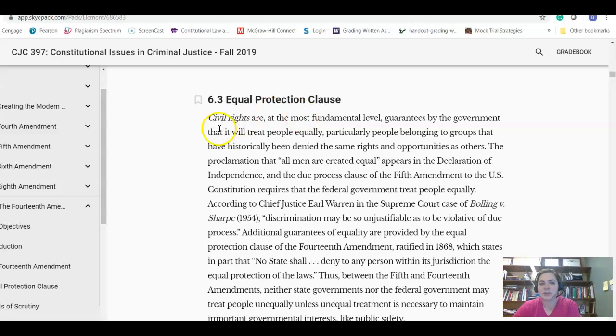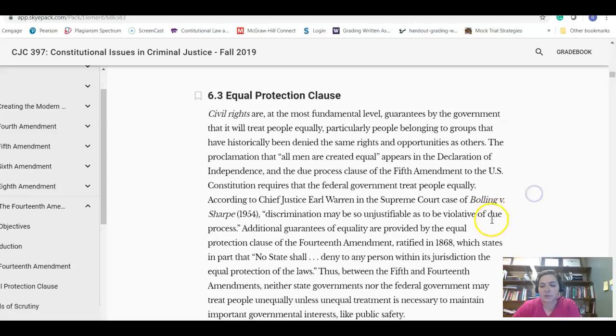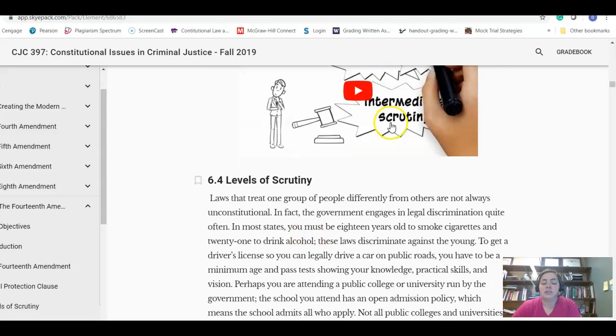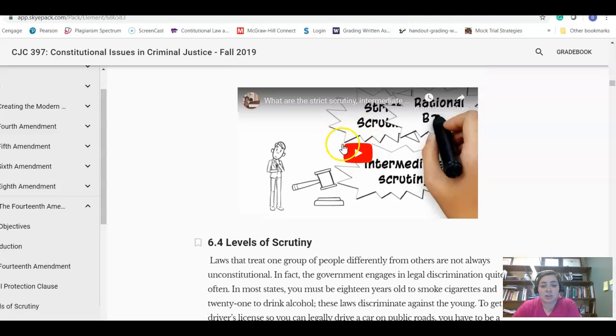Under that equal protection, we largely protect things that are civil rights. We are going to treat people equally and fairly. We are not going to treat people differently. I really like this video, so if you haven't watched it, make sure you watch it. It's a really great way to explain these differences in the types of scrutiny. Also have the chart up there for you.